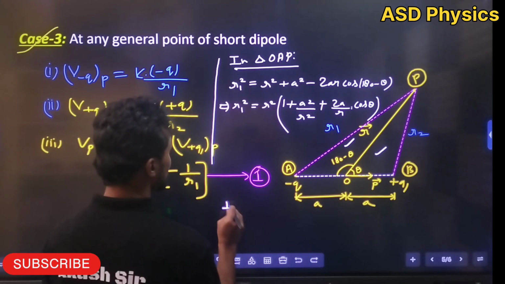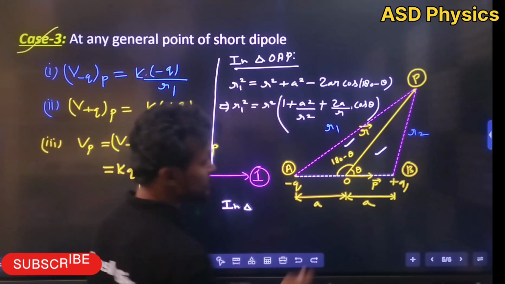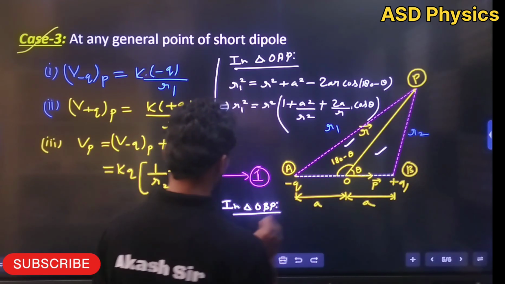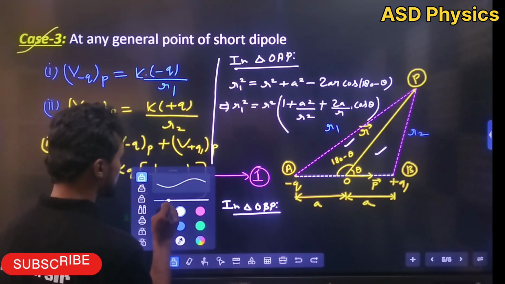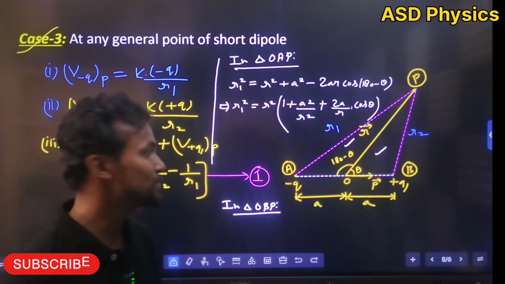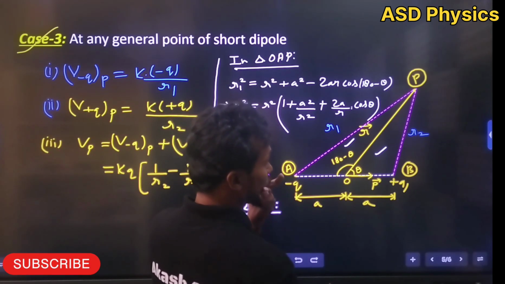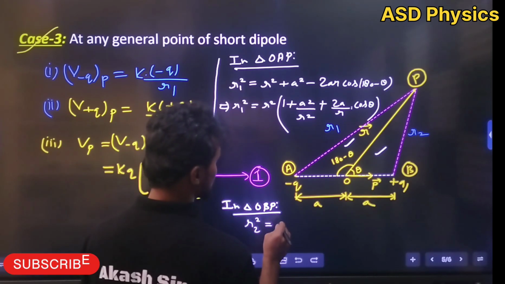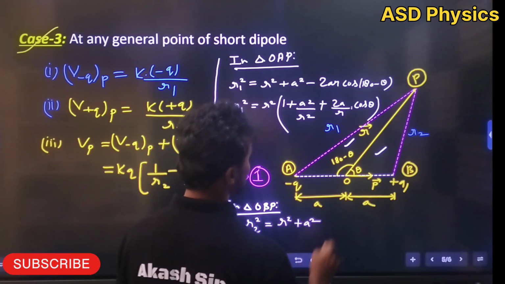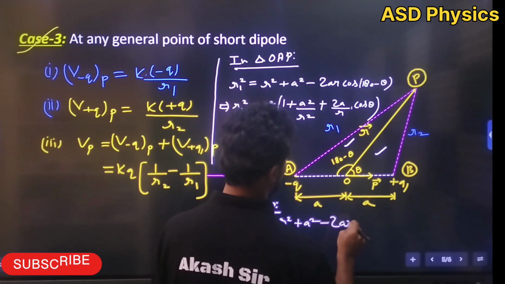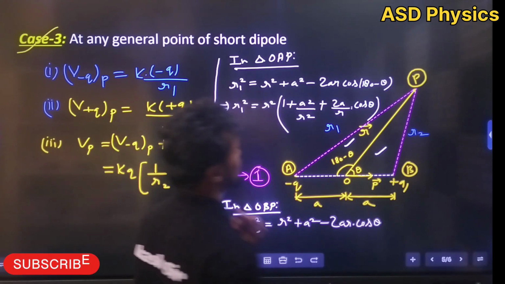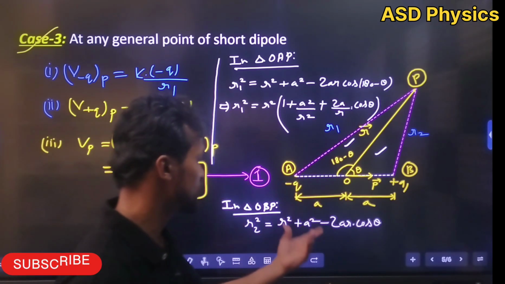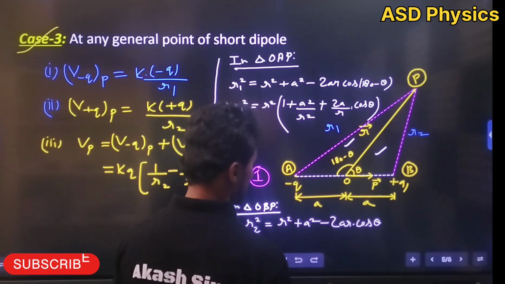Now here I am writing, in triangle OBP. Again, if you use the same basic cosine rule, what will happen? Like here we have done. So when we use the same basic, here we have to write R2 square is equal to R square plus A square minus 2AR cos theta. Here theta is there, and 180 minus theta was there, so here it becomes cos theta. Now this equation we have to simplify.